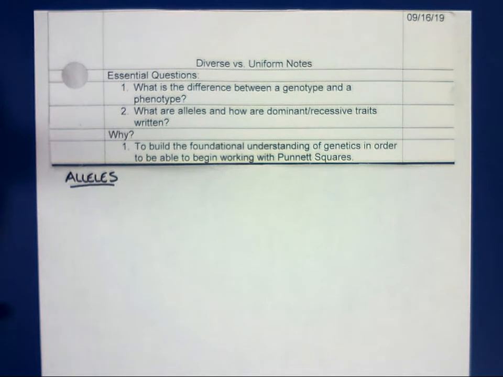All right, so diverse versus uniform. So we're going to figure out today how you end up looking like you look. Two essential questions we're going to do: what is the difference between a genotype and a phenotype? We're going to learn both those words and what they are. And then, what are alleles and how are dominant and recessive traits written?